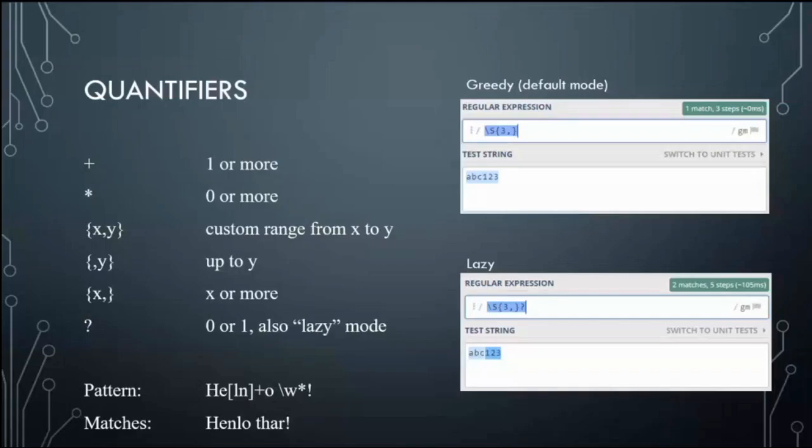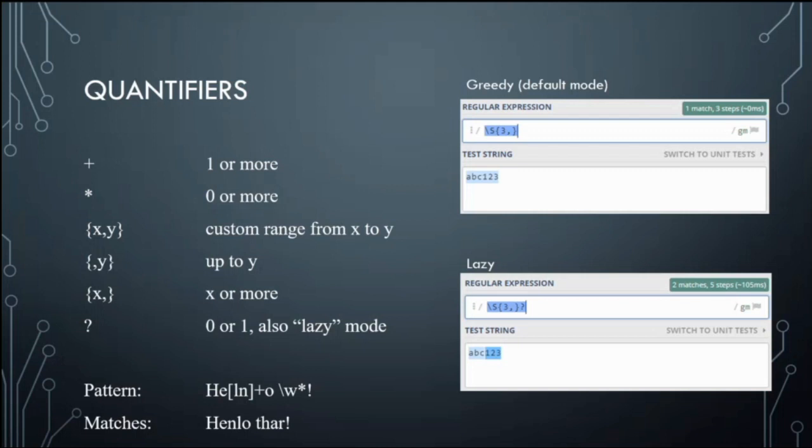So quantifiers. This is whenever we want to add more than one of something, or even zero or one. We're just specifying how many times we want a certain character class or capture group or what have you to match. So you can see the table on the left there. Plus is going to be 1 or more, star 0 or more. We can also specify a custom range with the curly braces, and the curly braces are special characters, so you'll have to escape those if you want to use them literally in your pattern somewhere.